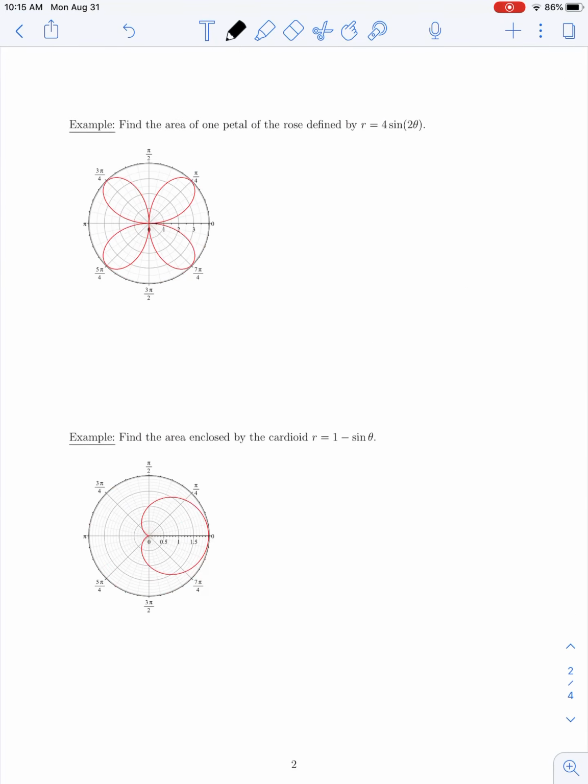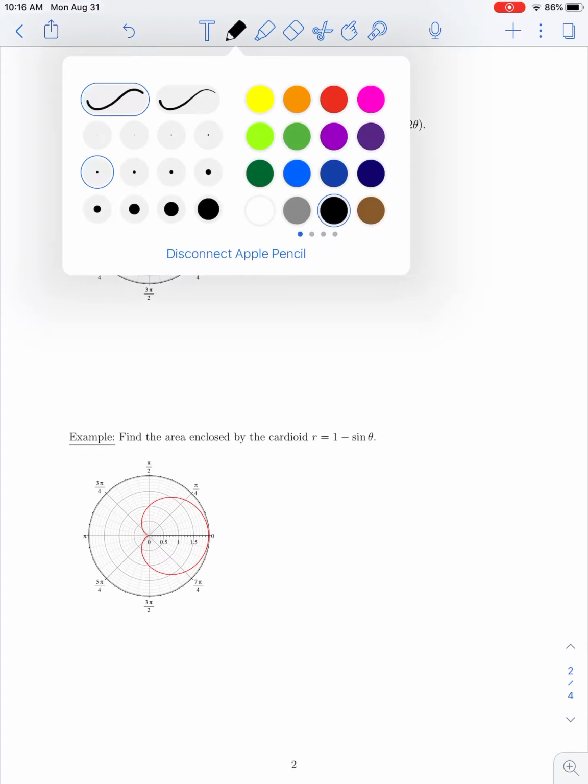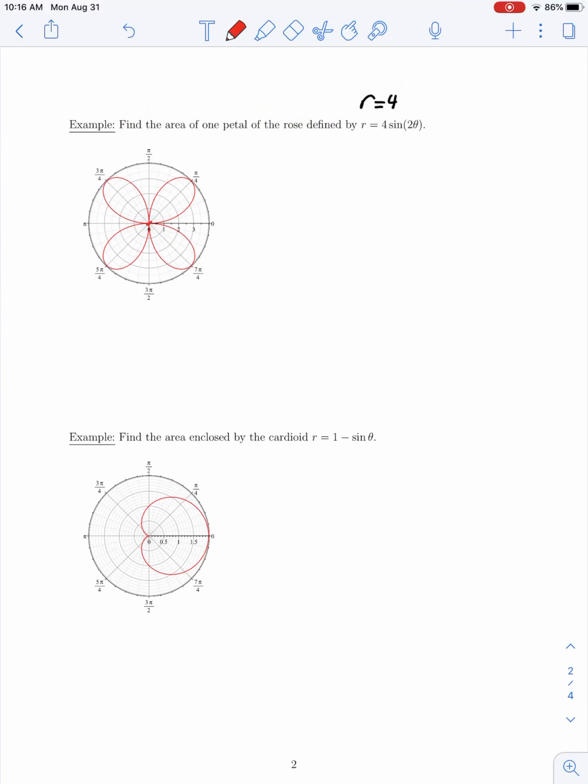So let's look at another one. In this next problem, we're asked to find the area of one petal of the rose curve defined by r equals 4 sine of 2 theta. Here, as a reference for this problem, I've given the plot of that rose curve, a little review of rose curves in general. Here we see that r is 4 times sine of 2 theta. So this constant 4 out in front gives us the length of a petal.